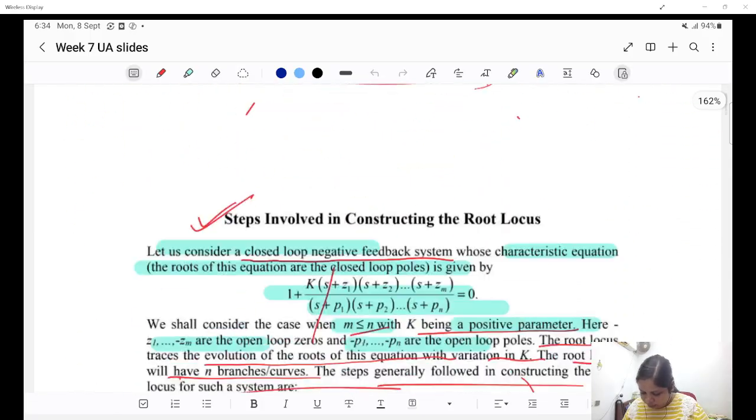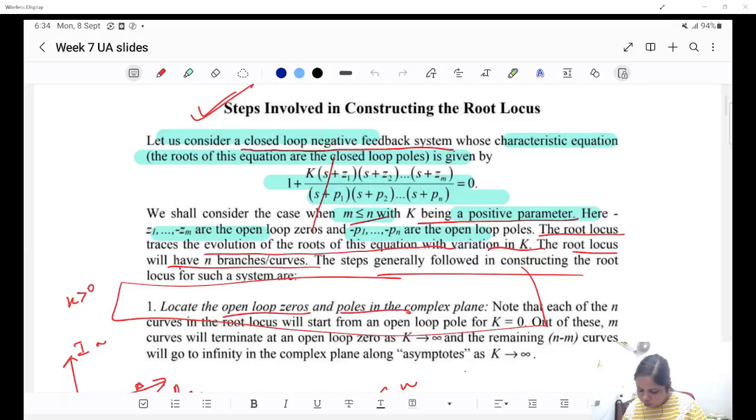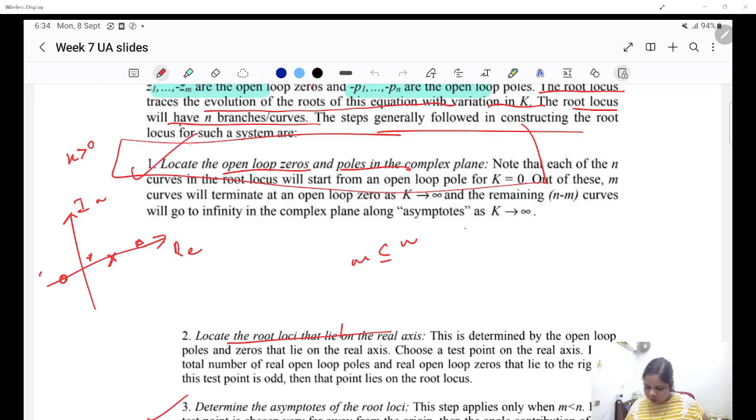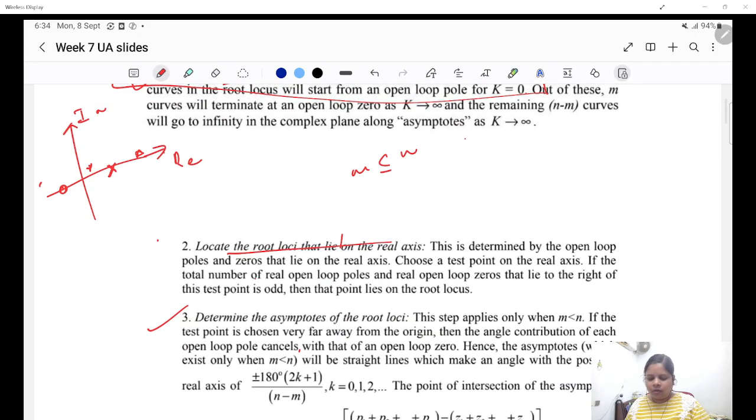Before that, just to reiterate, I'll go through these points once again. So what is the first step you do? You locate all the open loop zeros and poles in the complex plane, and then you see which part of the root locus lies on the real axis. So you just have to check whether the number of open loop zeros and poles lying to the right of it is even or odd. If it is odd, then that portion lies on the root locus.